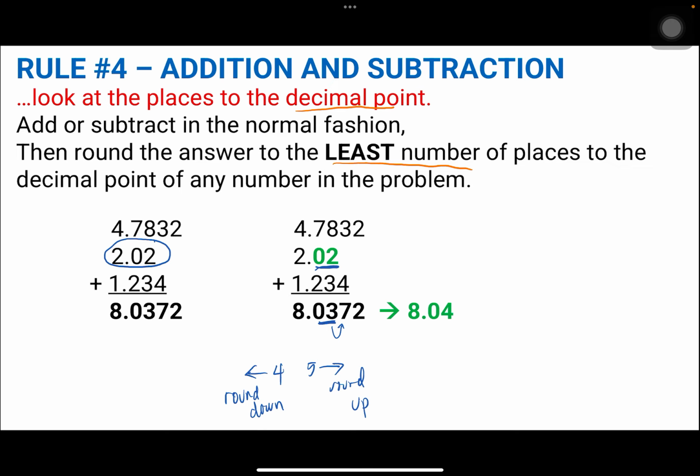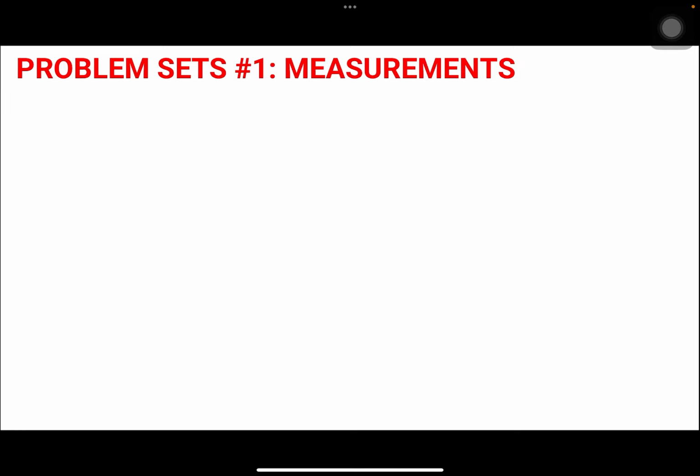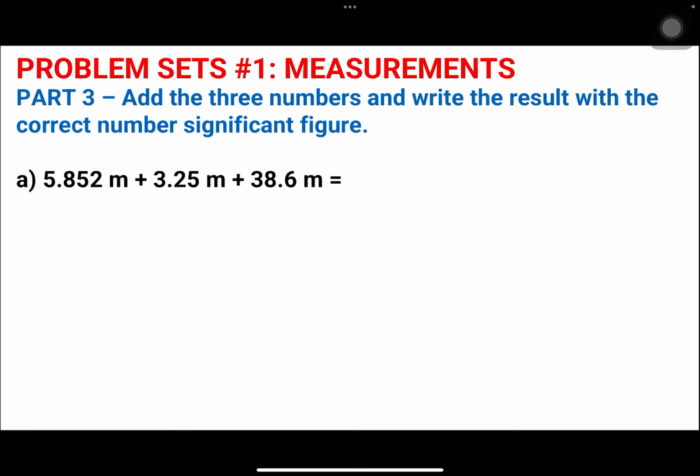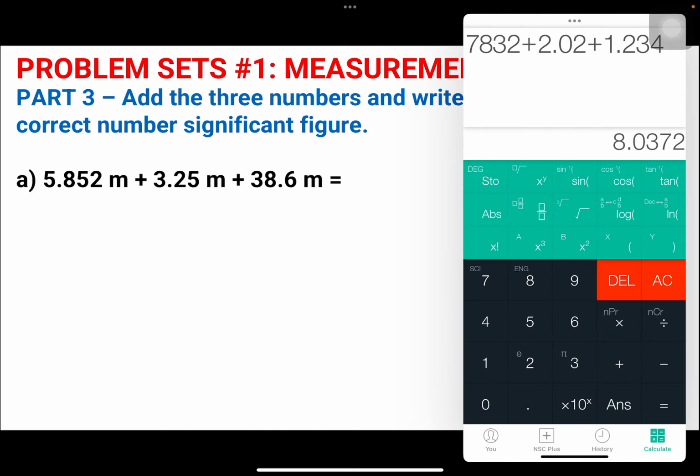So, let's have more examples. Supposedly, it is part of your problem set. But, let's have at least number 1. So, we have 5.852 meters, plus 3.25 meters, plus 38.6 meters. So, what will be the answer? If you add it, type AC, 5.852 plus 3.25 plus 38.6. Our answer will be equal to 47.702.